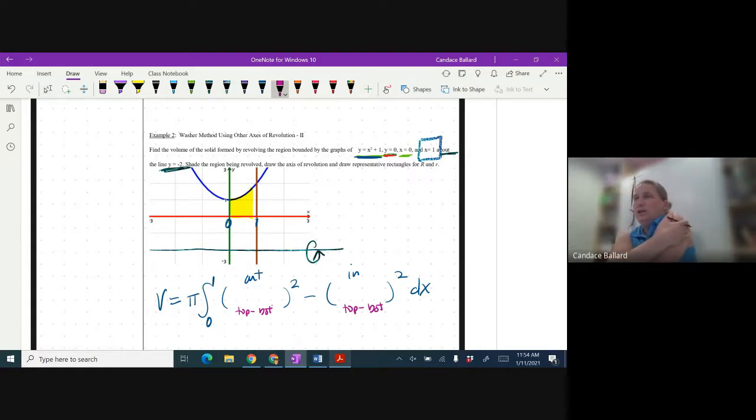So what I'm looking at for my top curve on the first one, well, first of all, which one is your inner function? Is it the blue parabola or the red axis? Which one's my outer function? The blue parabola or the red axis? Tell me in the chat, what do you think?